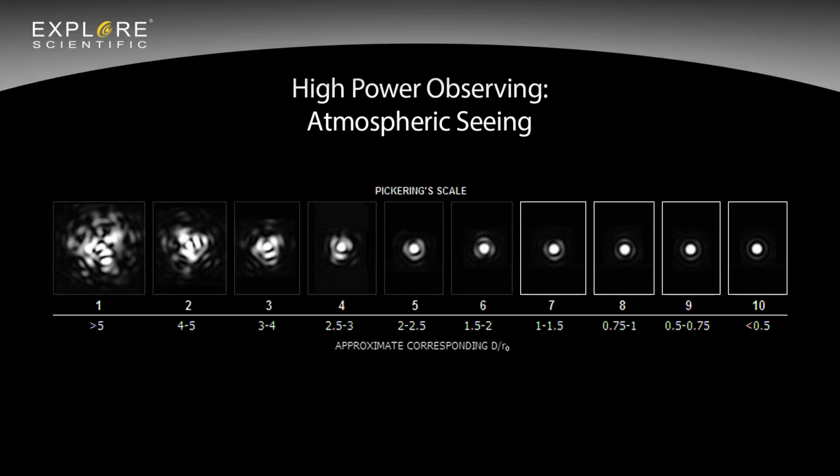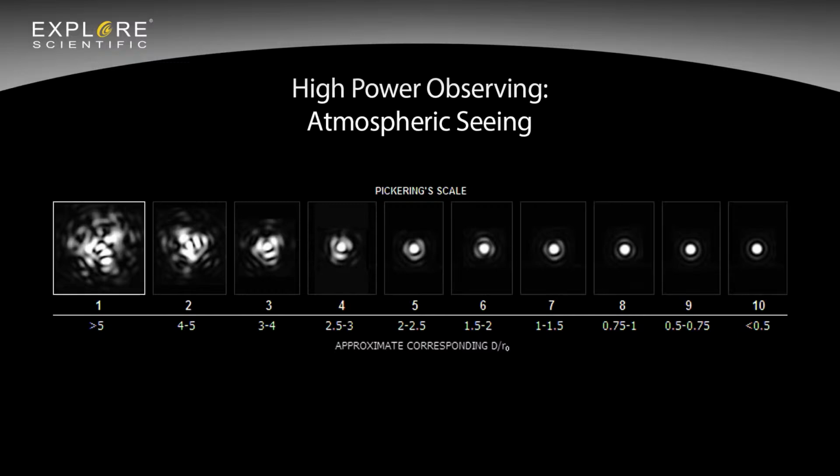Viewing conditions with good to perfect seeing, which would be 7 to 10 on the Pickering scale, allow telescopes to be used at higher magnifications, which will reveal fine details on every object you observe. The Pickering scale shows 1 is the worst seeing with 5 arcseconds or more star blur at the sharpest focus, and 10 is perfect with 0.5 arcseconds or less. Average nights of seeing would range from 5 to 7 on the Pickering scale.